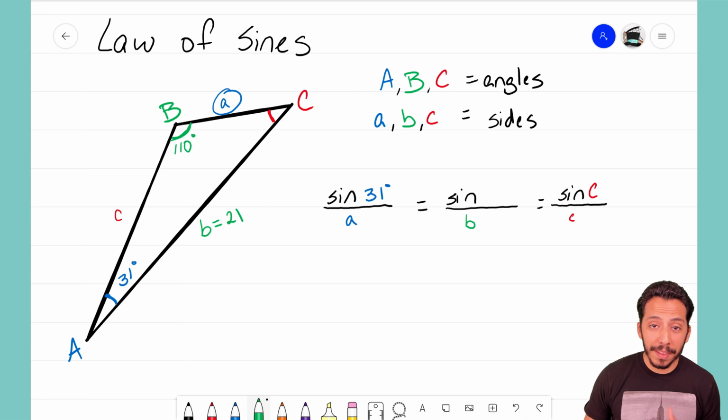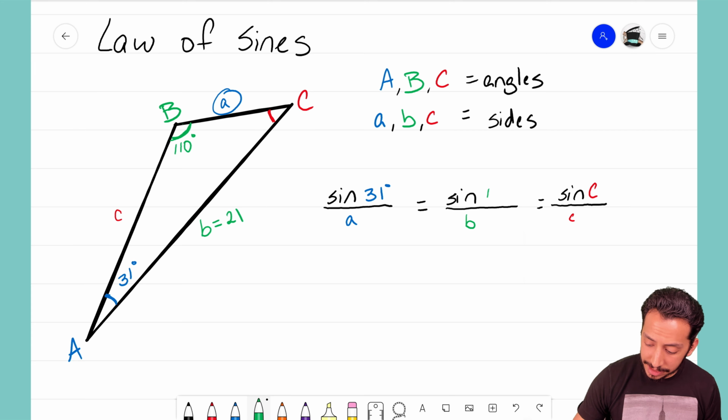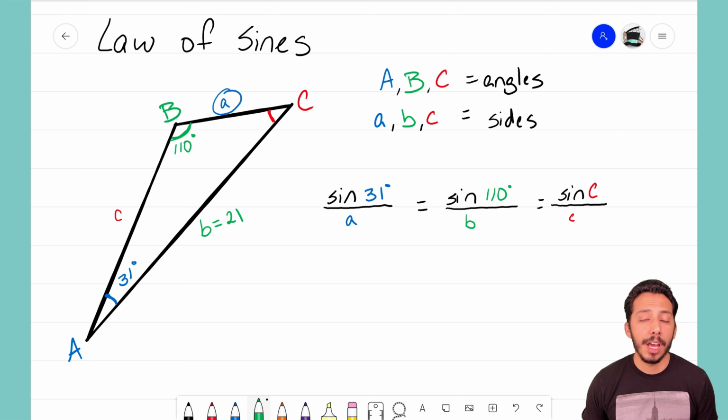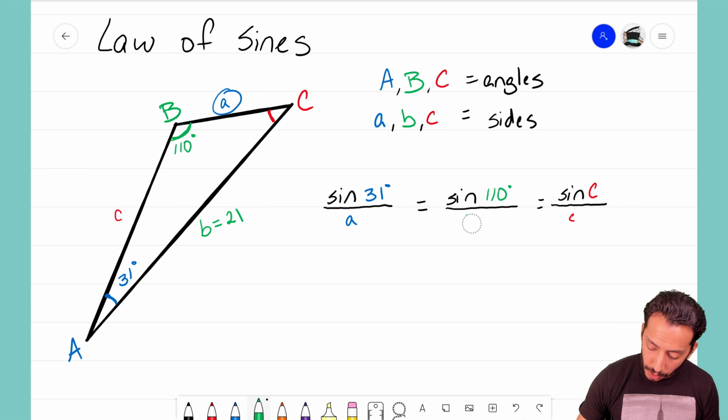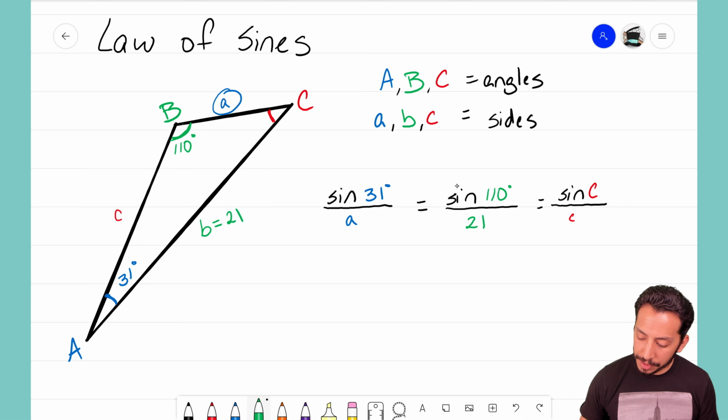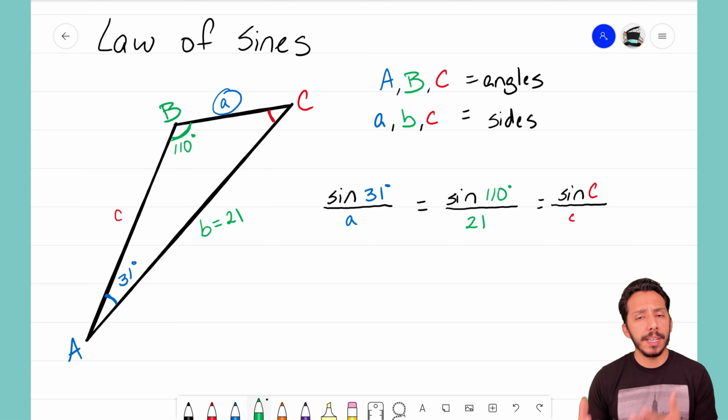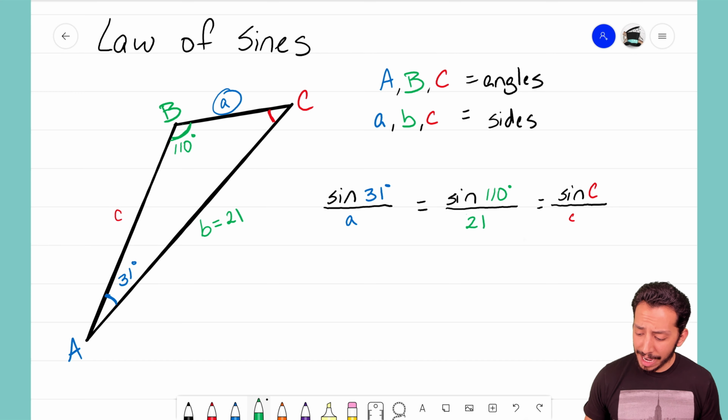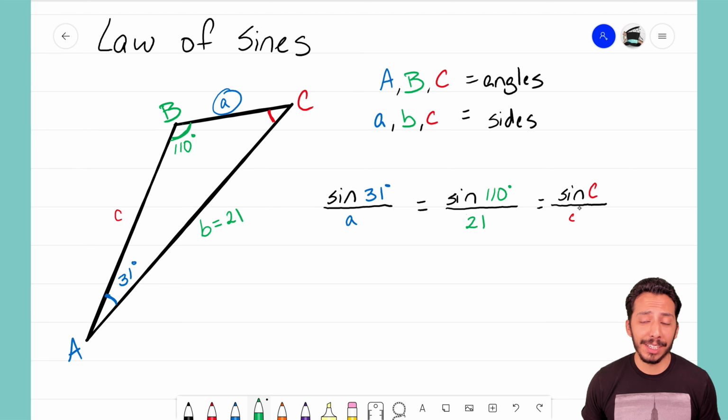Instead of writing the letter B, I'm going to write what the angle is, 110 degrees, over the side across from that angle, the little b, which is 21. So if you're looking here, you're noticing that all I've done is replace those letters with the numbers that represent those angles and sides. And I have no information about the C angles or the C sides, so I'm really just going to ignore that because it's not really pertinent for this problem.